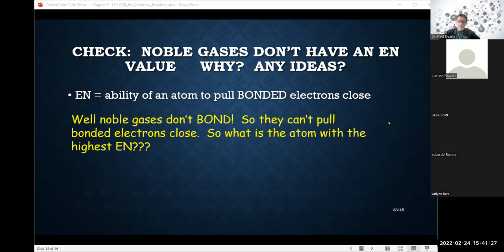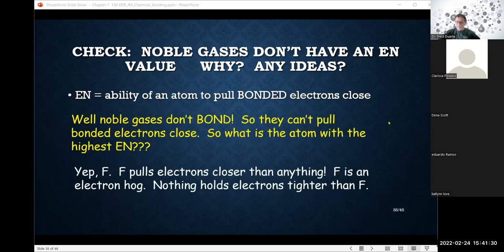Okay, we know about noble gases, and noble gases don't really react again because you got the octet. And we'll just leave it at that, at least for the Chem 130 level.